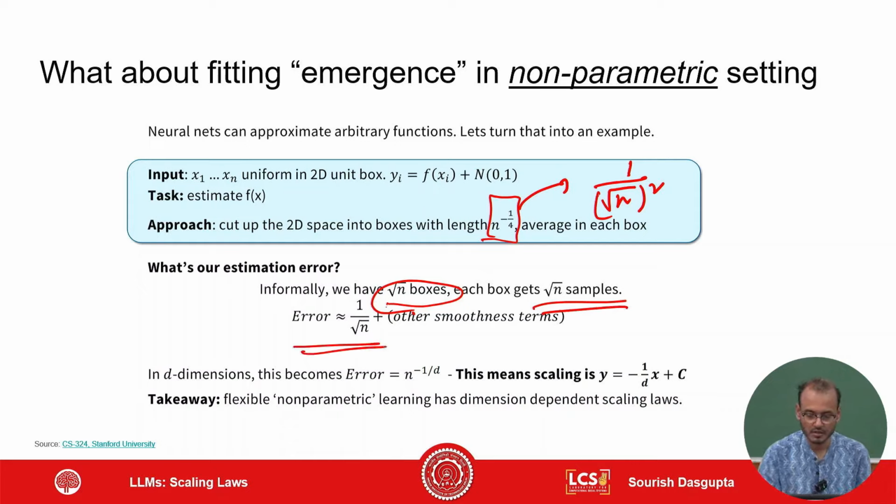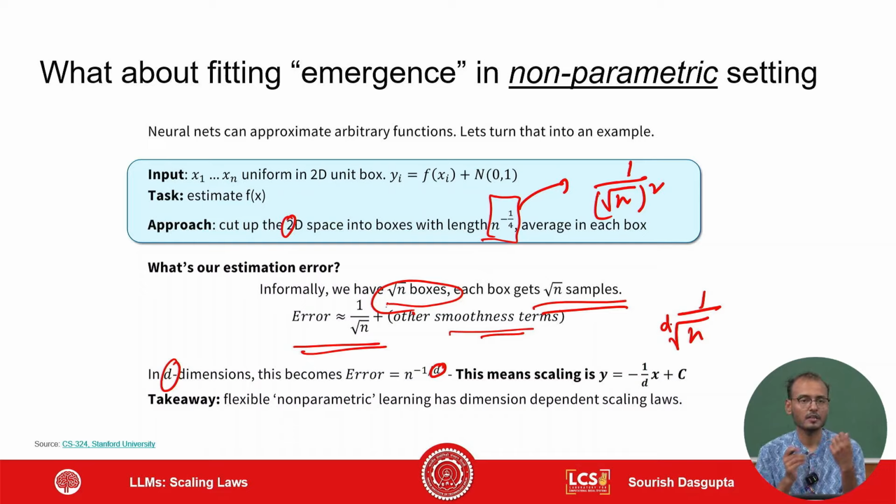So the error per box would approximate to 1 by root n plus some other smoothness terms. This is for 2 dimensions, so if it is d dimensions, then it would be n raised to something like this. So this is the non-parametric version of looking at the same intuition which we talked about. The idea is that there will be a power law.